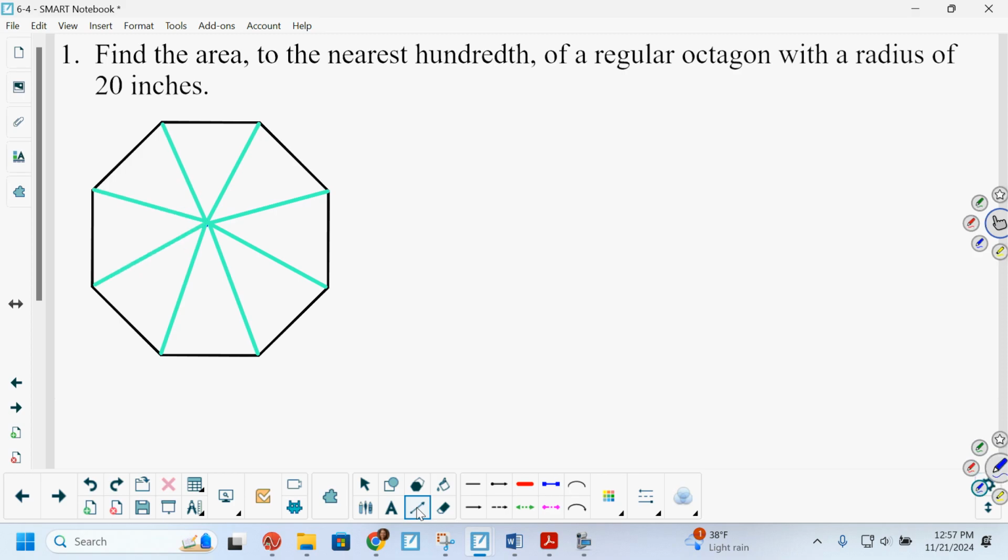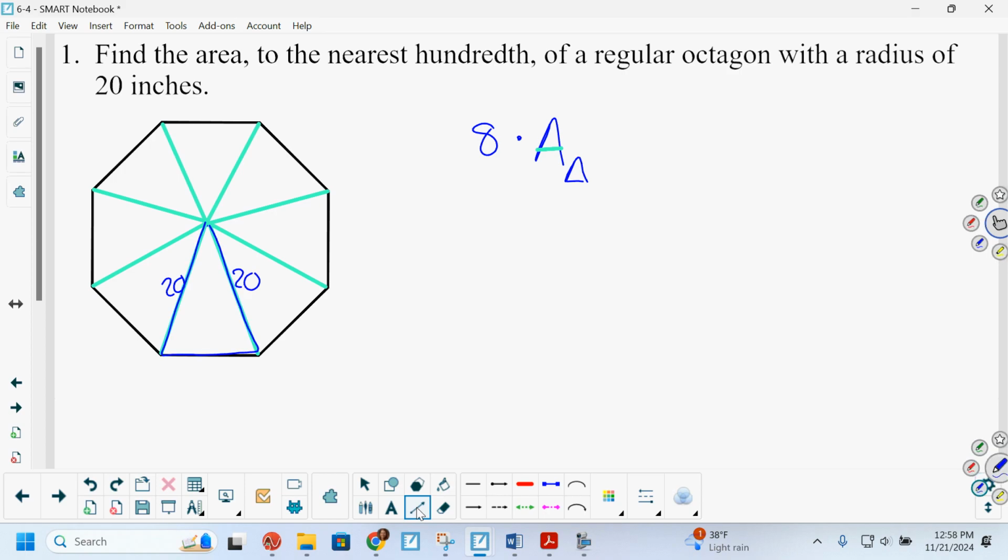And you should notice that you have how many triangles? You should notice 8. So if I can find the area of one triangle, I can just multiply by 8. So let's see, how do I find the area of a triangle? Well, they're telling me that the radius is 20. So that's 20 and that's 20. So let's just focus on this triangle right here.